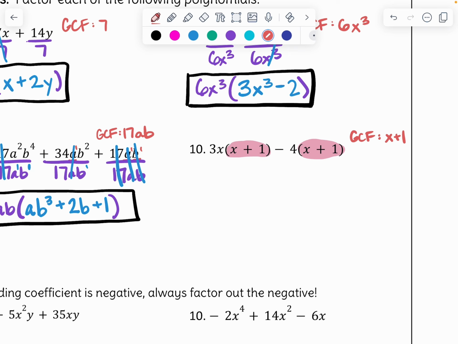So what we'll do is keep it inside of parentheses. So let's divide by the GCF, x plus 1. And then I'm going to write it here in front of another set of parentheses. And what's left over is going to go in the second set, 3x minus 4.